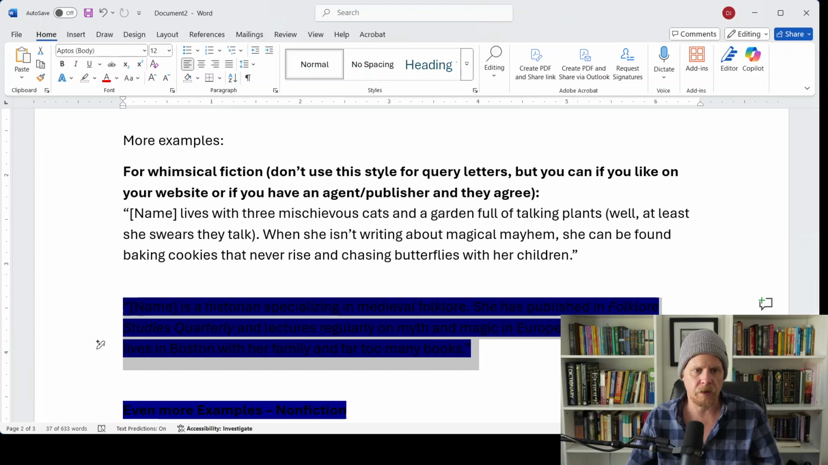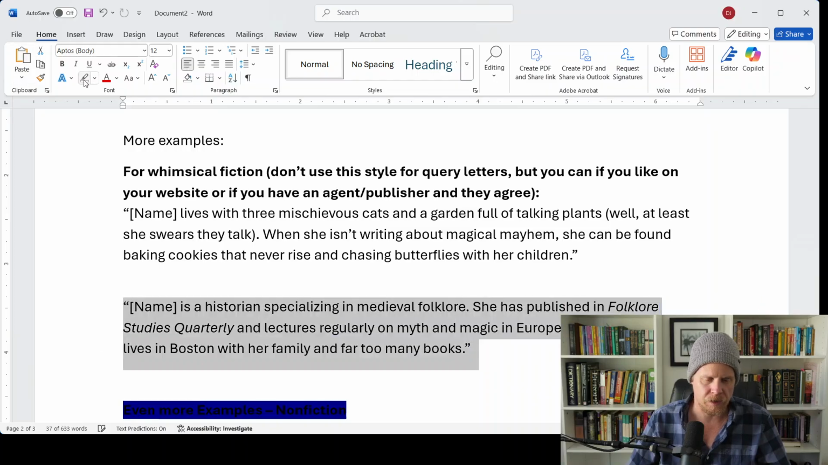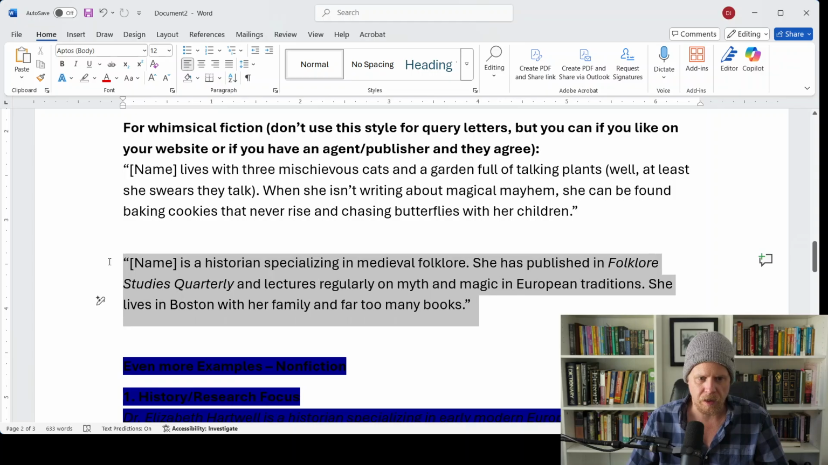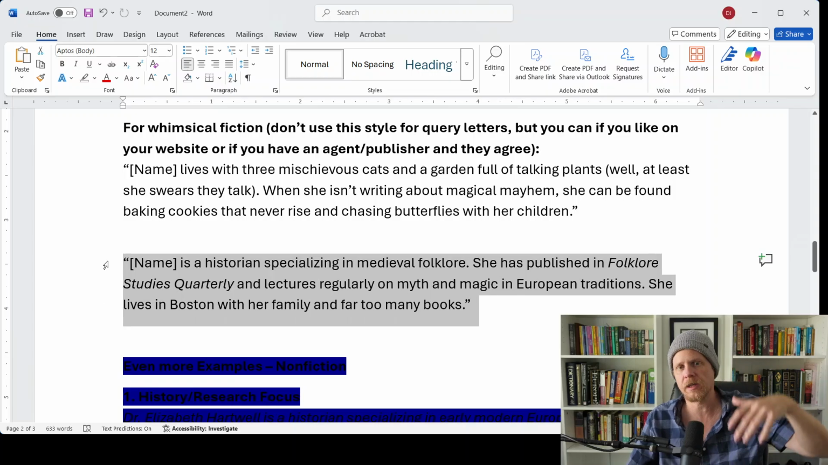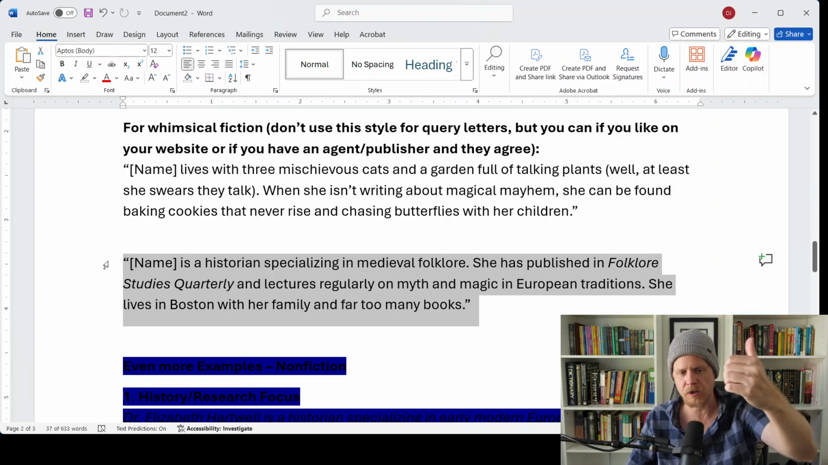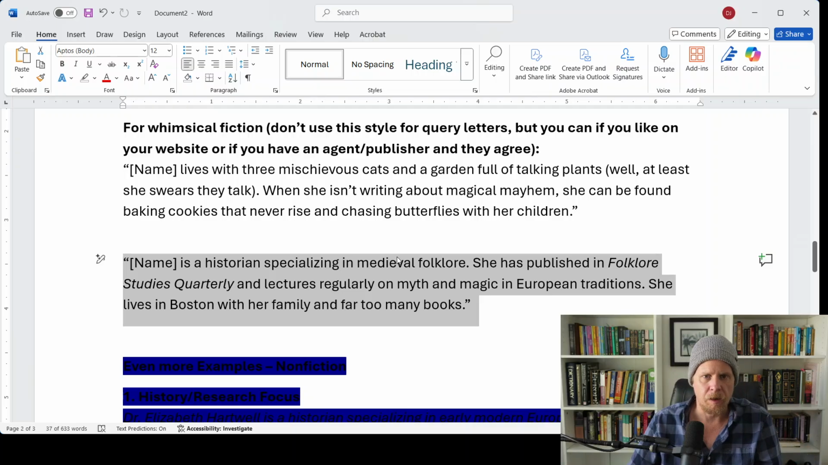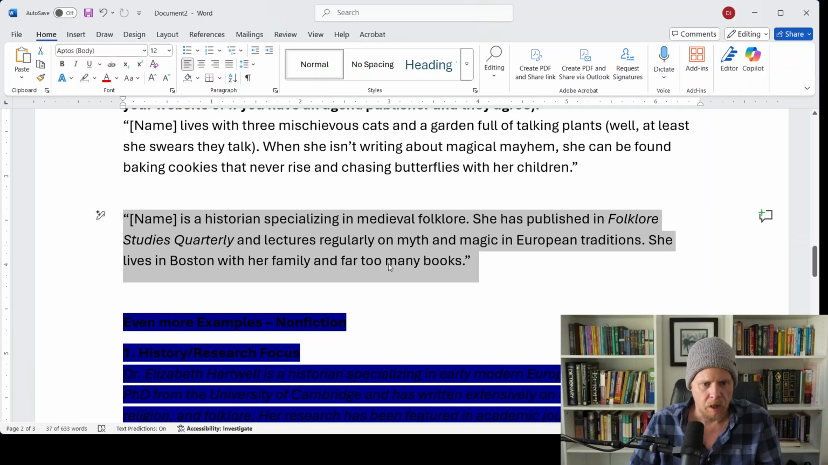Don't do it in a query letter. Just don't do it. It's too risky. But on your website or social media, you can do something like that. Or if you already have an agent and you're going to be a published author, then talk to your publisher and your editor, and if you can do that, it might be appropriate for the book.